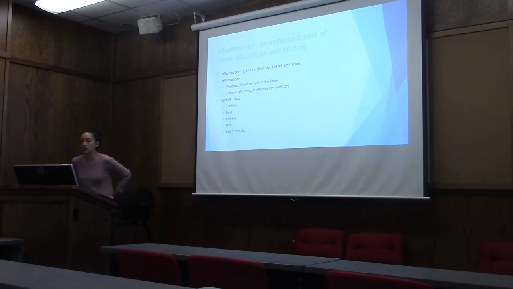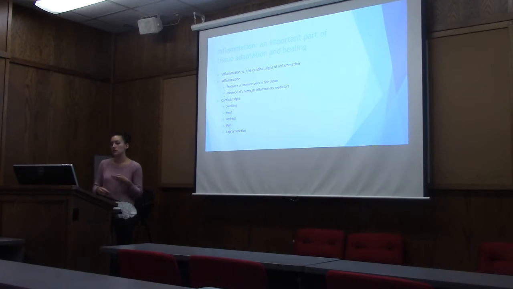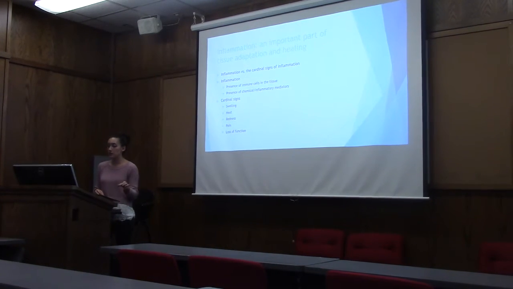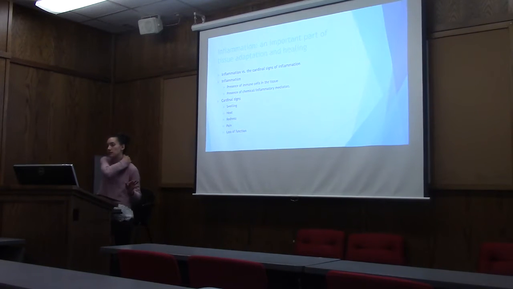So it's an important part of tissue adaptation and healing. Make sure you know the difference between what inflammation is and the cardinal signs of inflammation. So usually people say, oh, inflammation is swelling, it's heat, it's redness. Those are the signs of inflammation. So the definition of inflammation is the presence of immune cells in the tissue and the presence of chemical and inflammatory mediators. And that leads to the cardinal signs of inflammation, which is swelling, heat, redness, pain, and loss of function.